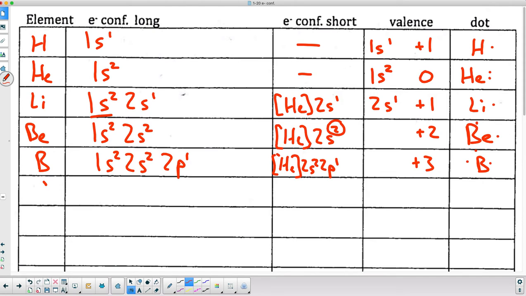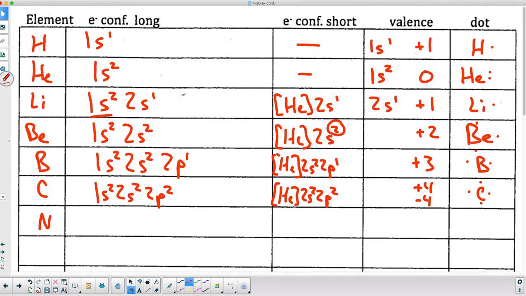Now the next is carbon. Carbon is 1s2, 2s2, 2p2, like that. I still have helium as my abbreviated, 2s2, 2p2, like that. Now in this case here, carbon can lose 4 electrons, or it can start to gain 4 electrons, so plus and minus 4. Carbon's dot diagram looks like 1 dot at each side of the make-believe box around carbon. Okay, so let's keep going.